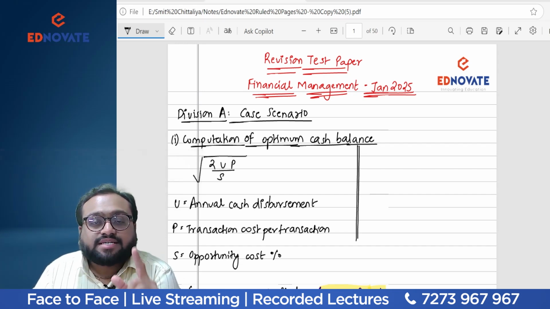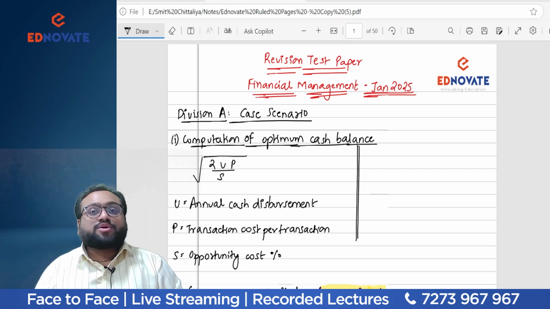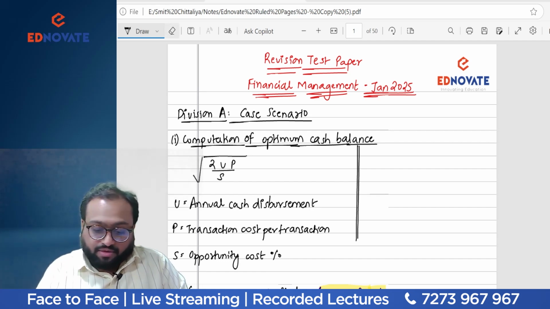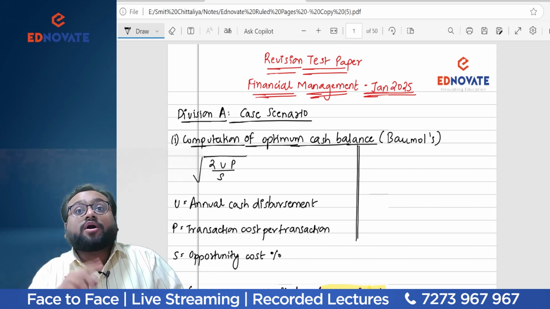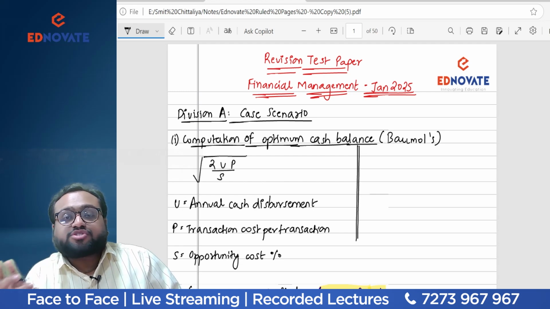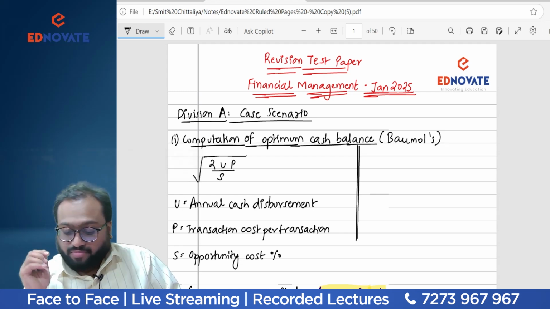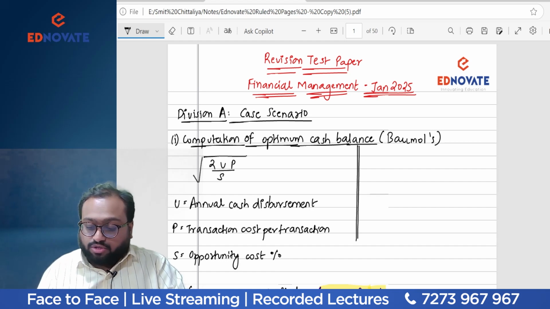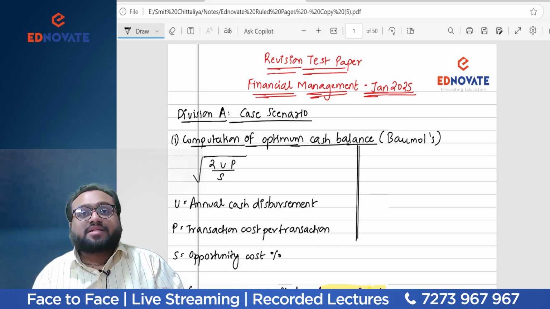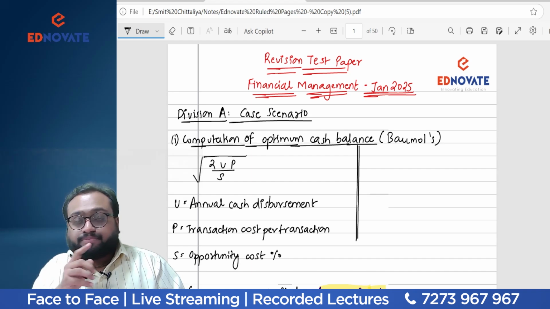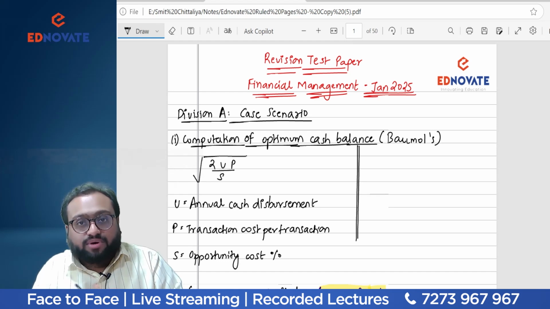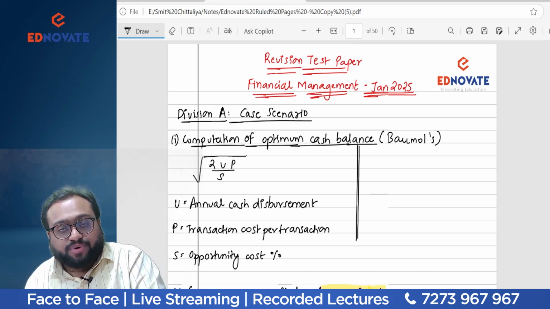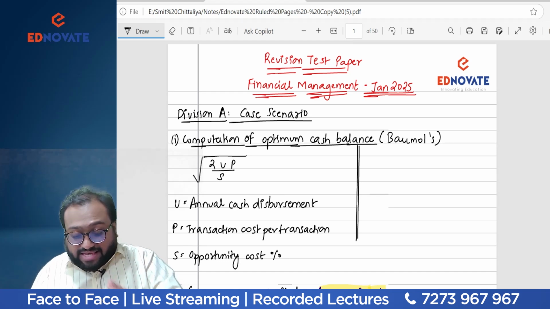The first thing they've asked is to find out the optimum cash balance. Now students, we know the formula of the optimum cash balance as per William J. Baumol's. The Baumol's formula to find out the optimum cash balance is similar to the formula of your EOQ, that is economic order quantity, which you have learned in your material costing chapter. Optimum cash balance is equal to root of 2UP upon S. Now what is U? Annual disbursement. P stands for transaction cost per transaction. S stands for opportunity cost.